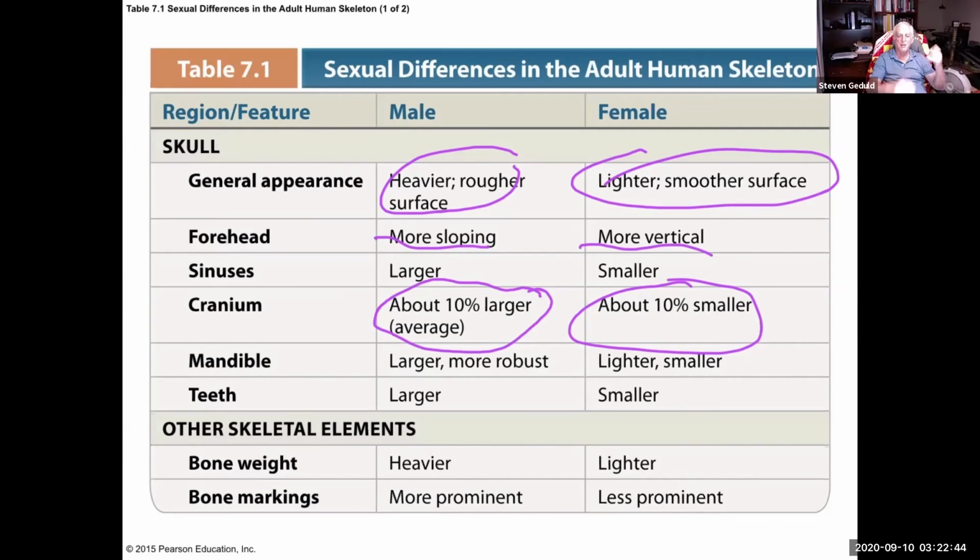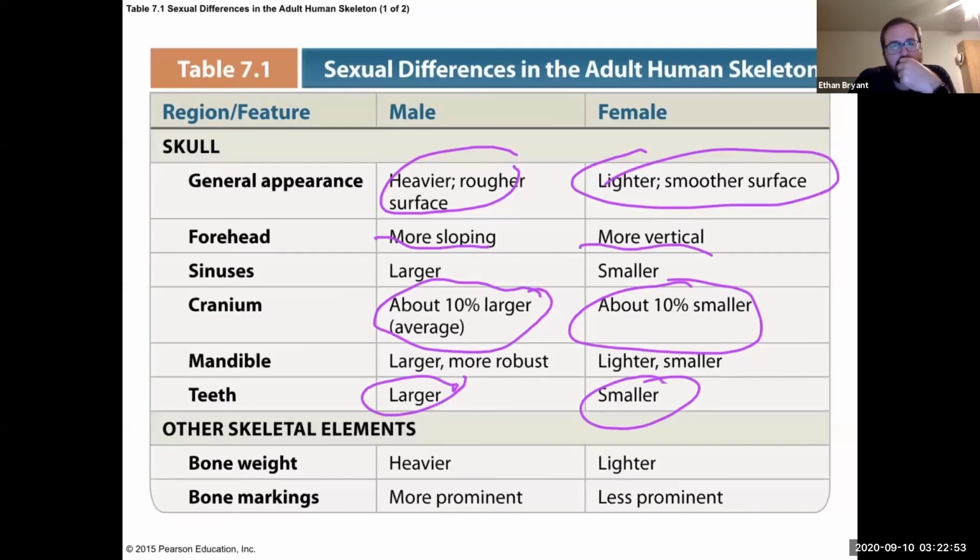I mean, just think about it. Teeth: larger teeth in male, smaller teeth in female. Have you ever seen a male with small teeth and a female with large teeth? Everybody has. I mean, that's not reliable, it all depends on how they're built.